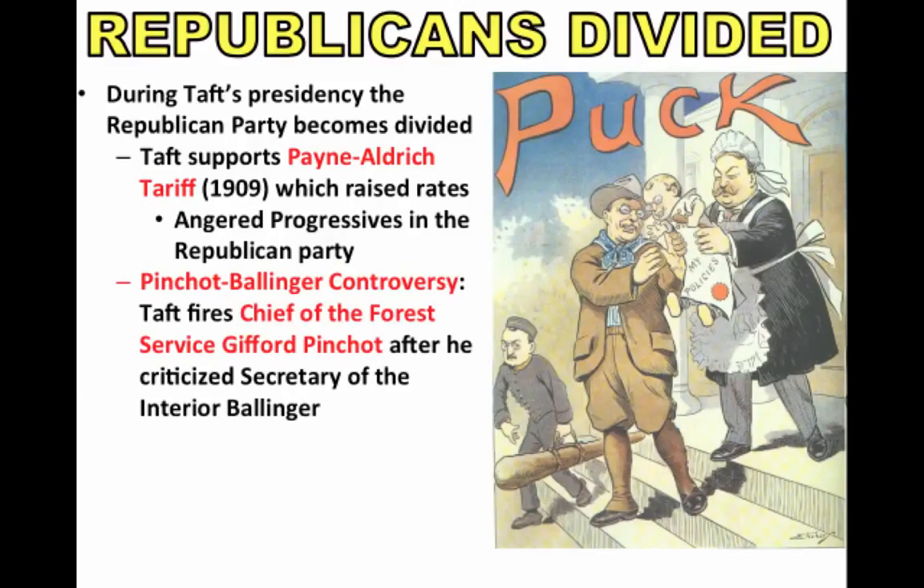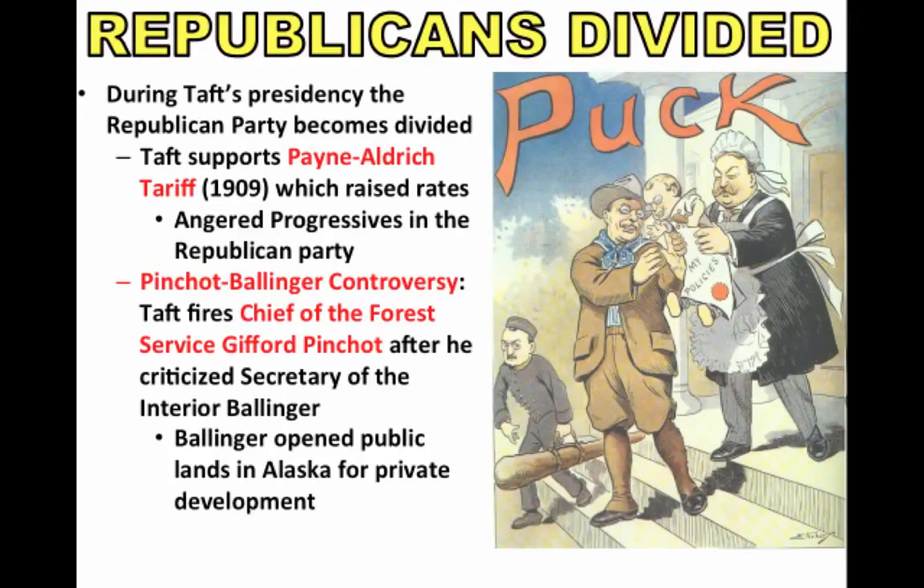A bigger event actually takes place with the Pinchot-Ballinger controversy when Taft fires Roosevelt's homie, the chief of the Forest Service, Gifford Pinchot. Remember, he was one of the big conservationists, and he's fired because he criticizes the Secretary of the Interior, Ballinger, who Taft supports. And the reason why Pinchot criticizes him is because Ballinger opened up public lands in Alaska to private development. And for conservationists, this seems like the administration had sold out on the issue of conservation.